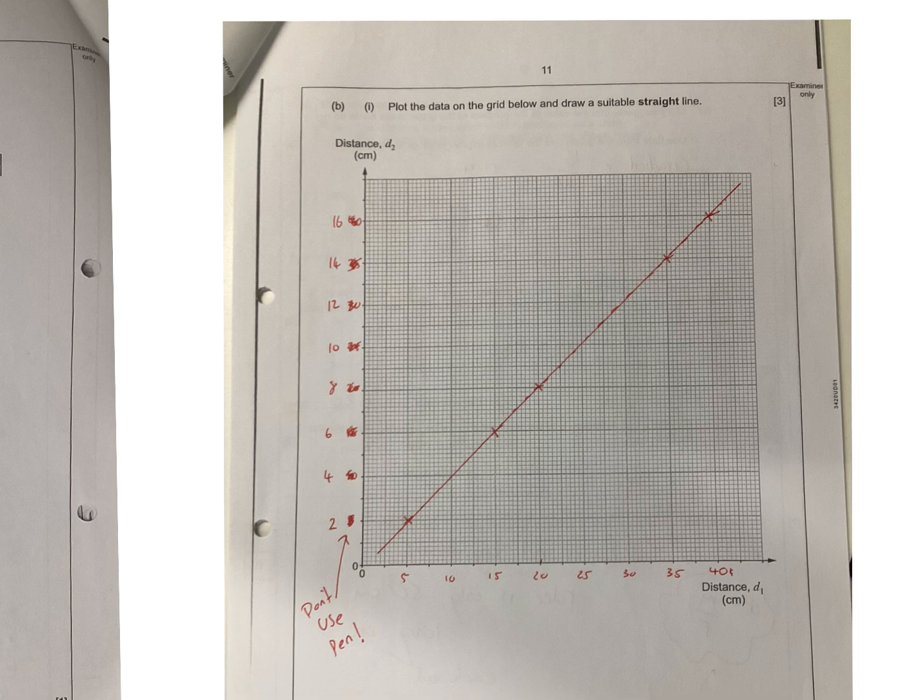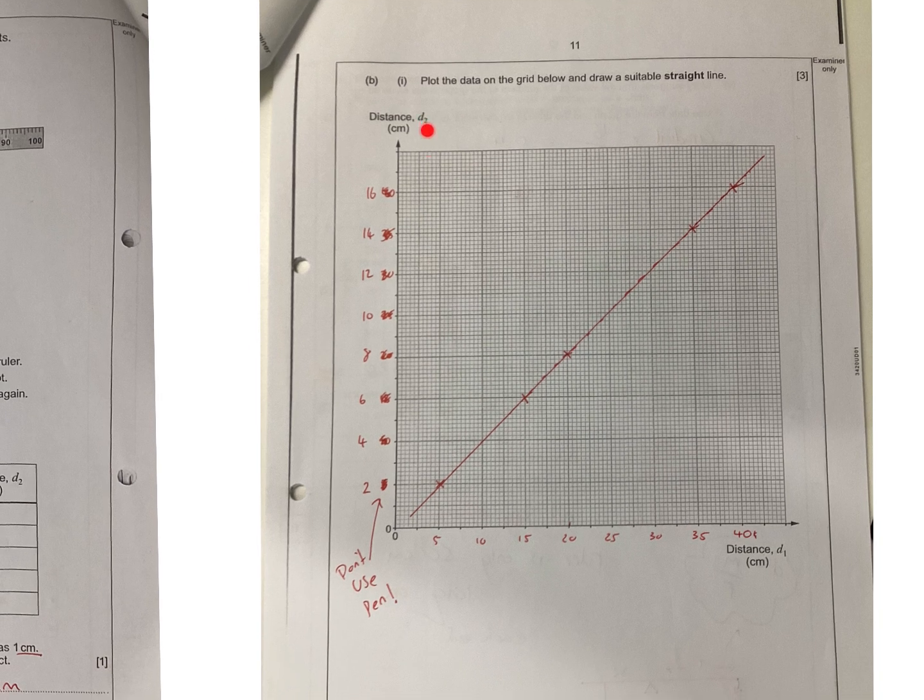Come to the graph then. So this is worth 3 marks. I'm literally plotting D2. And remember, it always goes up. I've seen some which start at 16 and go up to 4, so be careful of that.